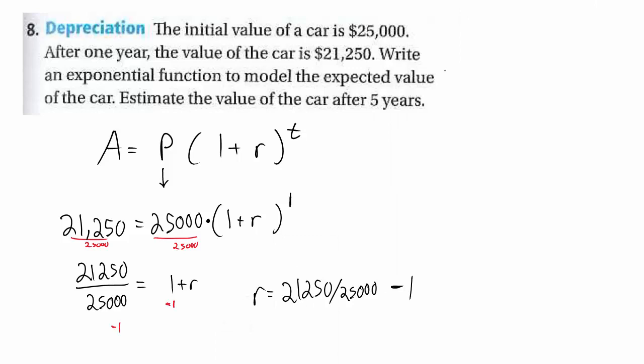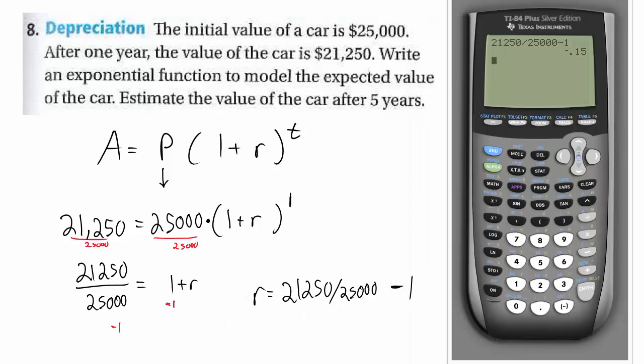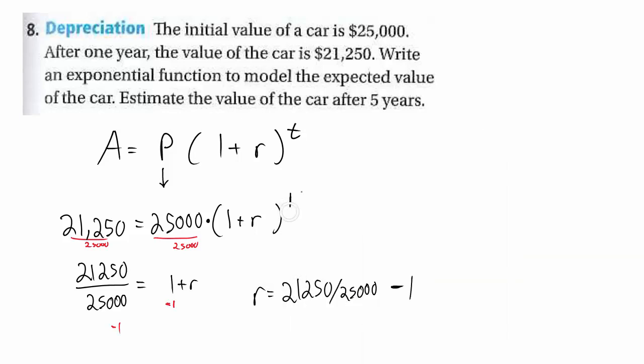Now, another way you could have done this, just in case you're curious, instead of plugging this into the equation this way: specifically because they told you after 1 year, if you do 21,250 and you do like this, the growth factor would be 0.85. So that gives you the growth factor right away, and you could use that. So this isn't the only way to do this.